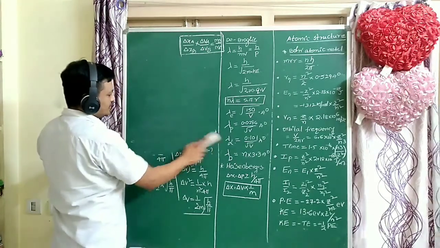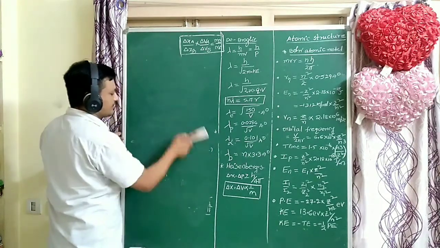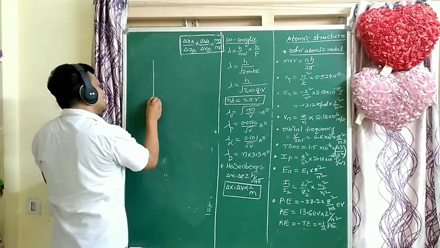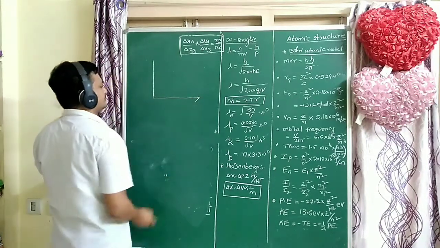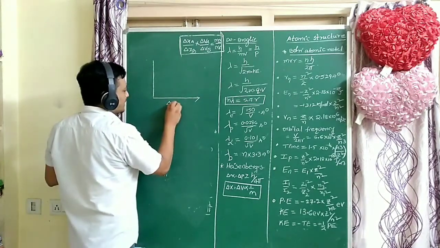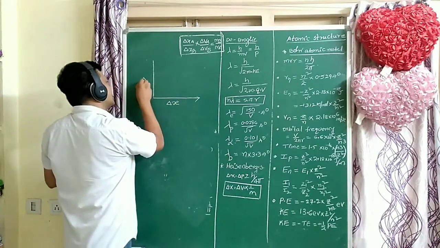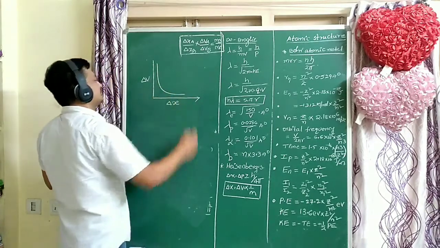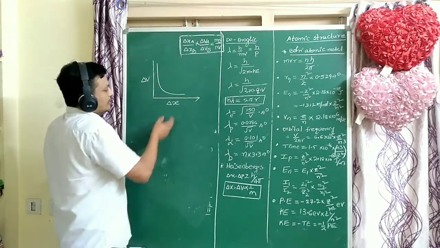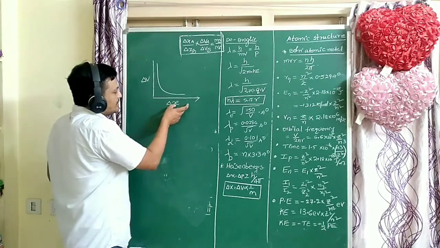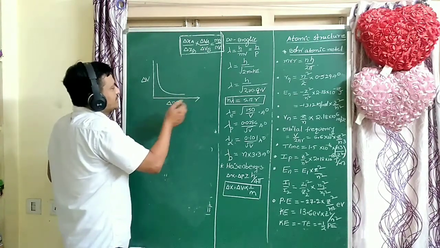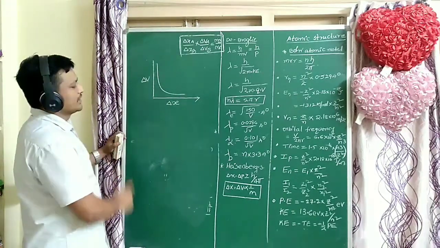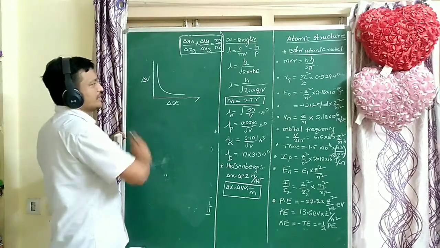So what is the relation between delta x and delta v? They are inversely proportional. For example, if the uncertainty in delta x increases, the uncertainty in delta v decreases. The two are inversely proportional. So if the uncertainty in delta x increases, delta x cannot be measured accurately, while delta v can be measured. These are very important relations, very important formulas.